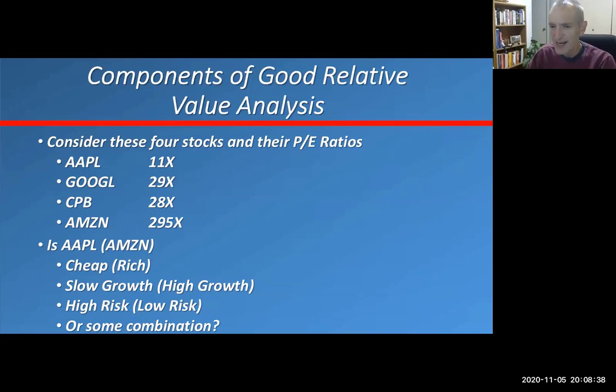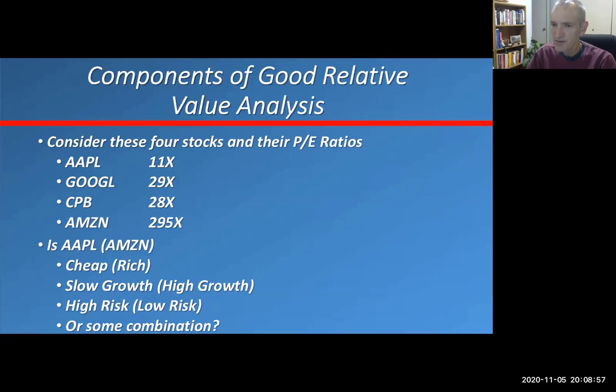Amazon, you had to pay $295 for $1 of earnings. Now, Amazon's PE ratio has come down to 97, not because the stock price has fallen, but because the E of the PE ratio has come up so dramatically. And so back then, it seemed like it was justified. Obviously, Amazon's done really, really well here.